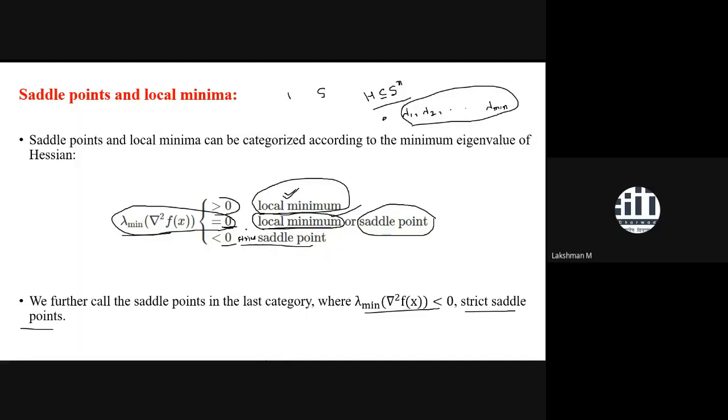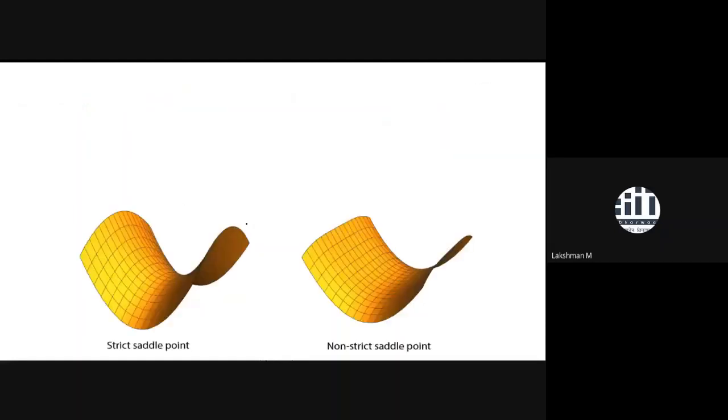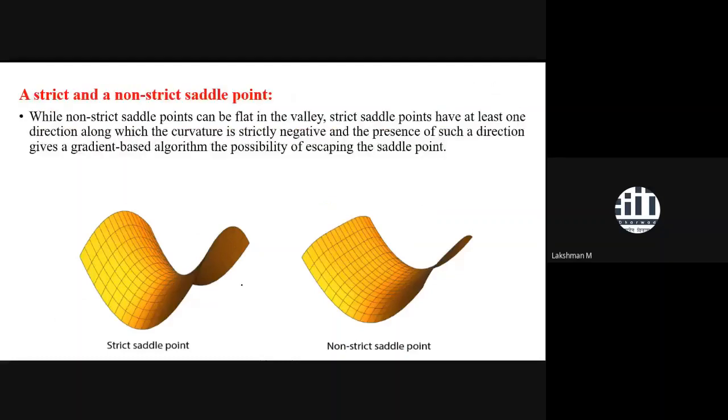And I told you that this one is a very complex situation. When your minimum eigenvalue is 0, then that point may be a local minimum or maybe a saddle point. This situation I have already derived here. This one is an example of a strict saddle point. You can observe that with respect to one direction the eigenvalue is negative, and with respect to another direction it is positive. And this one is an example of a non-strict saddle point.